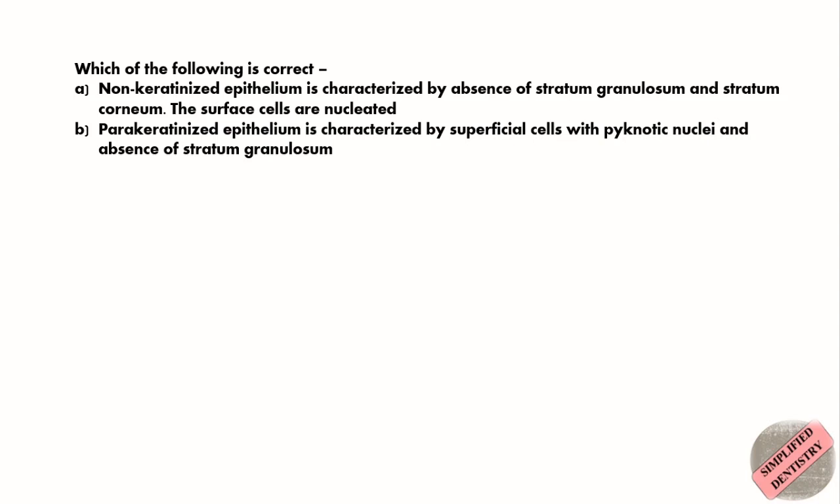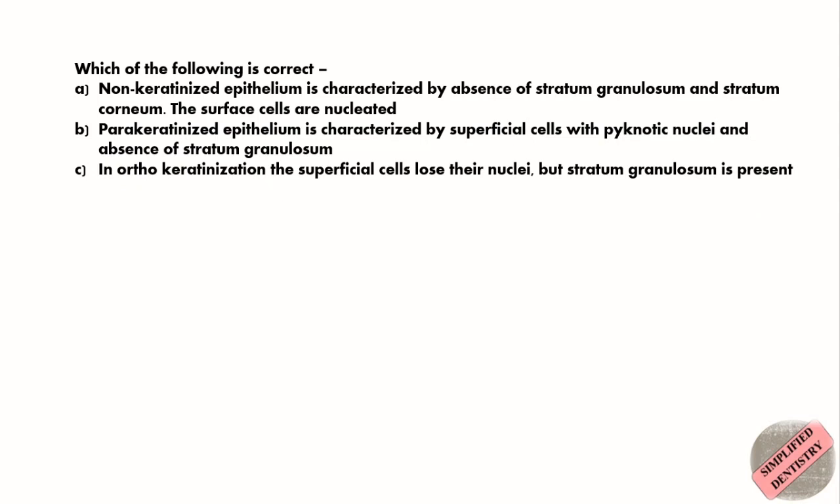Option B is parakeratinized epithelium is characterized by superficial cells with pycnotic nuclei and absence of stratum granulosum. Option C is in orthokeratinization the superficial cells lose their nuclei but stratum granulosum is present. And option D is all of the above. Now let's check the first option, that whether it is correct or not.